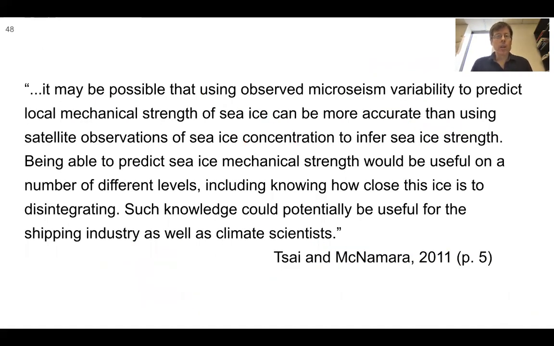And so the authors conclude saying it may be possible that using observed microseism variability to predict local mechanical strength of sea ice can be more accurate than using satellite observations of sea ice concentration to infer sea ice strength. Being able to predict sea ice mechanical strength, which is what a seismic wave is seeing, would be useful on a number of levels, including knowing how close the ice is to disintegrating. Such knowledge could potentially be useful for the shipping industry as well as climate scientists. So a nice example of using seismic noise for both practical and scientific levels, in this case with sea ice.